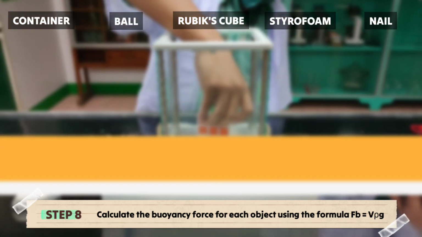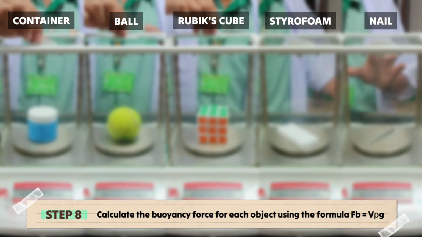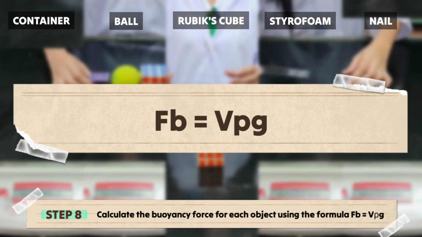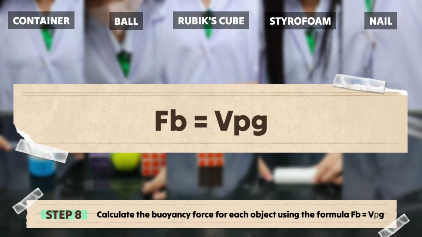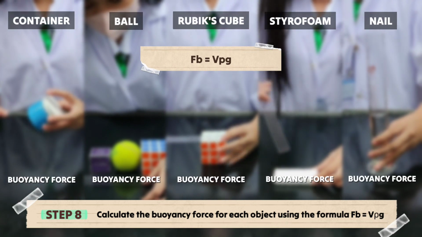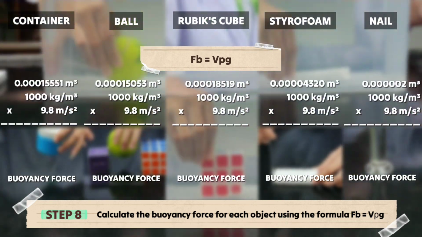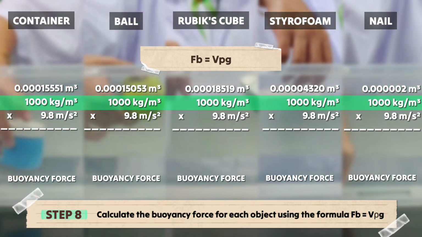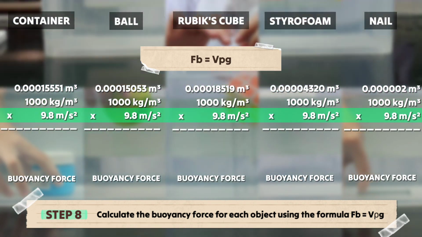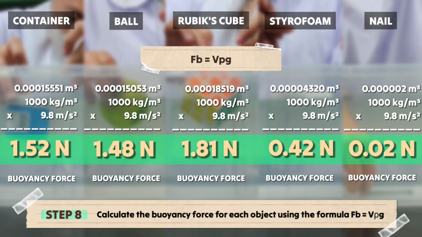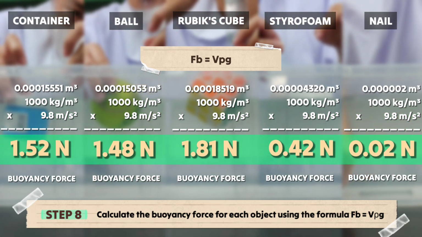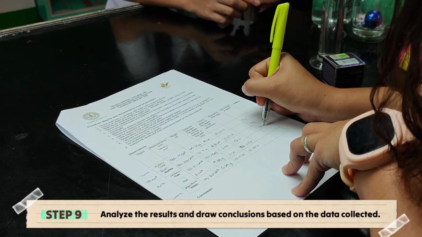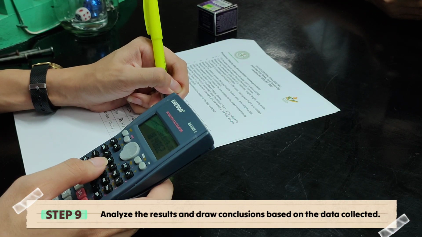Number 8. Calculate the buoyancy force for each object using the formula Fb equals V times rho times g, where Fb is the buoyancy force, V is the volume of an object, rho is the density of the fluid, and g is the acceleration due to the Earth's gravity. And lastly, for number 9, analyze the results and draw conclusions based on the data collected.